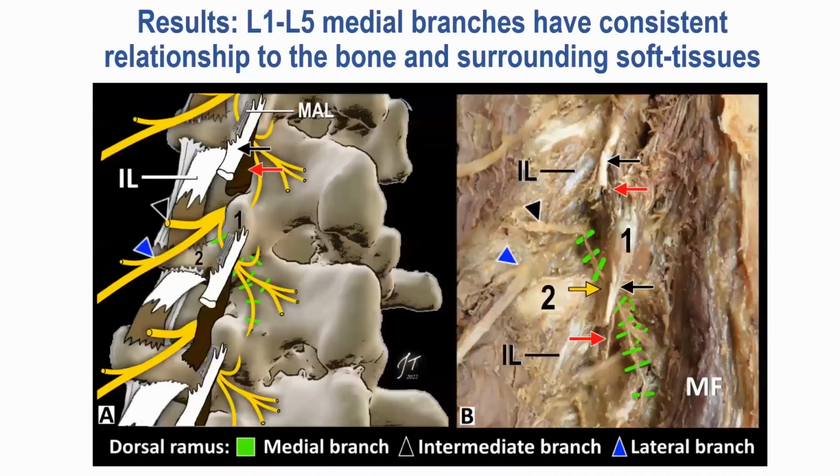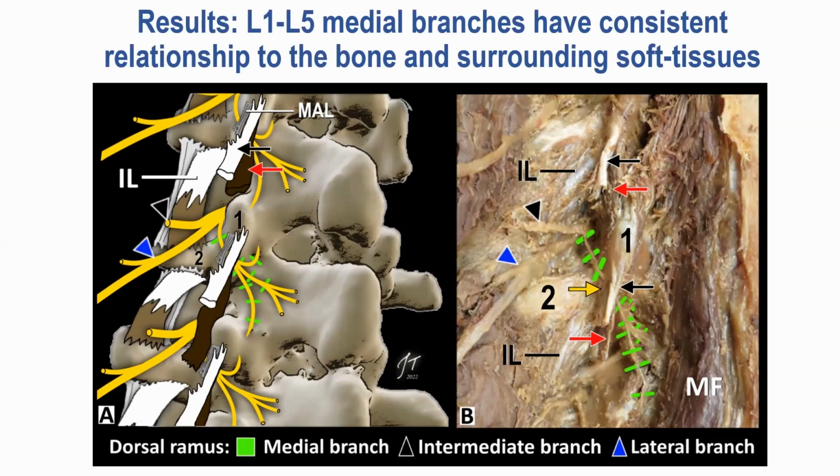In doing so, we found that the L1 to L5 medial branches consistently course in the same path at each level. Each medial branch, highlighted by the green colored sutures in the schematic diagram and dissection picture shown here, was found to course on the lateral neck of the superior articular process, highlighted by the number 1.